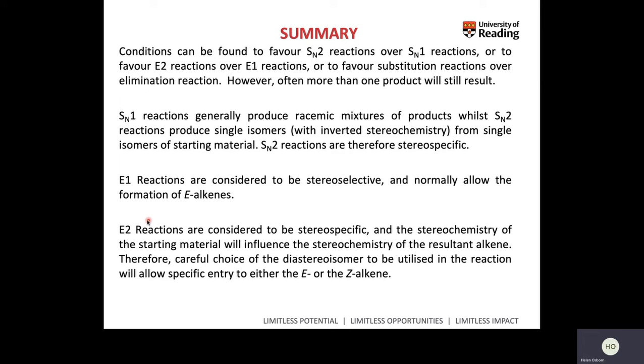We've also looked at the stereochemistry of the E2 reactions. That's where we first introduced that definition, stereospecific. And so we've seen there, based on that definition, that the stereochemistry of the starter material will influence the stereochemistry of our product alkene. And therefore, if we choose one particular diastereoisomer, we should be able to direct whether we form the E or the Z alkene. And we looked at some specific examples for that.